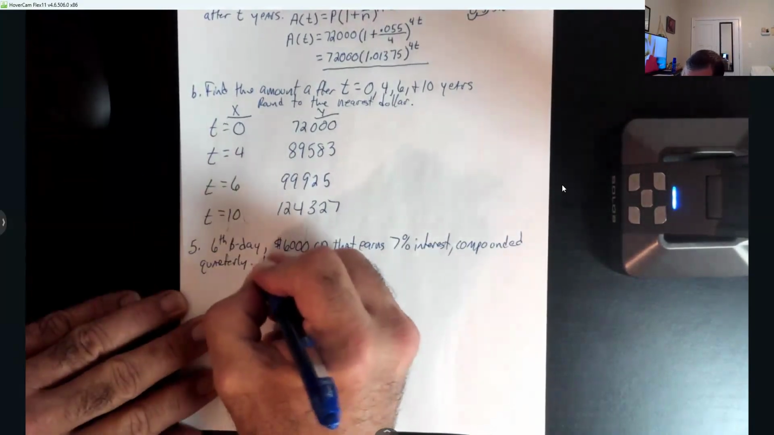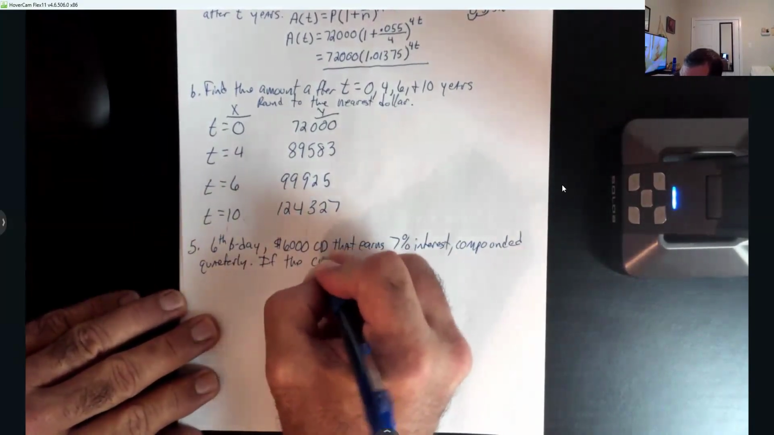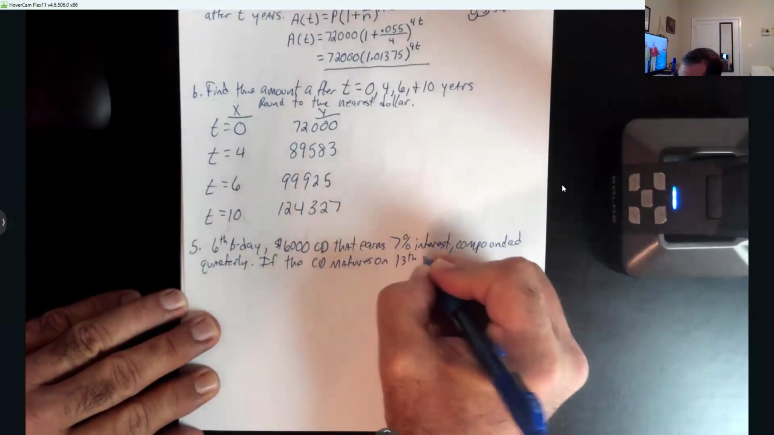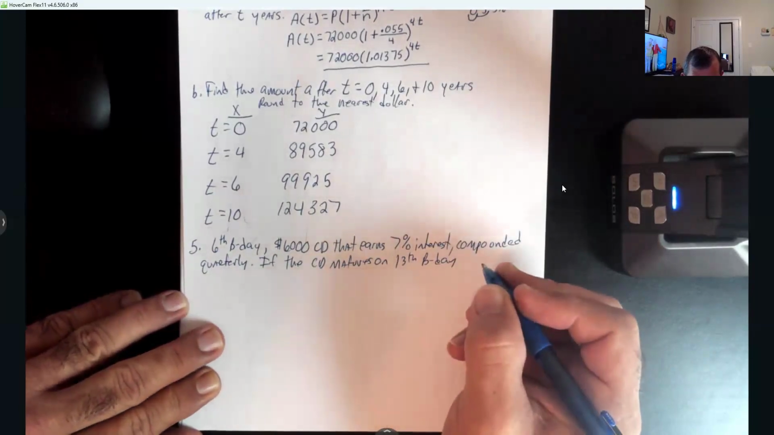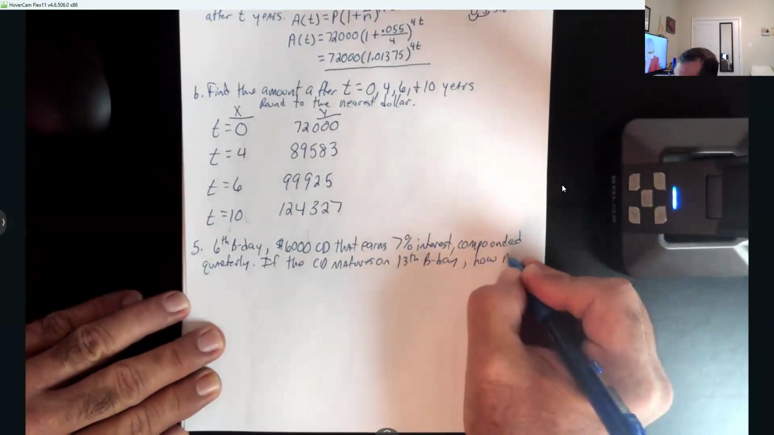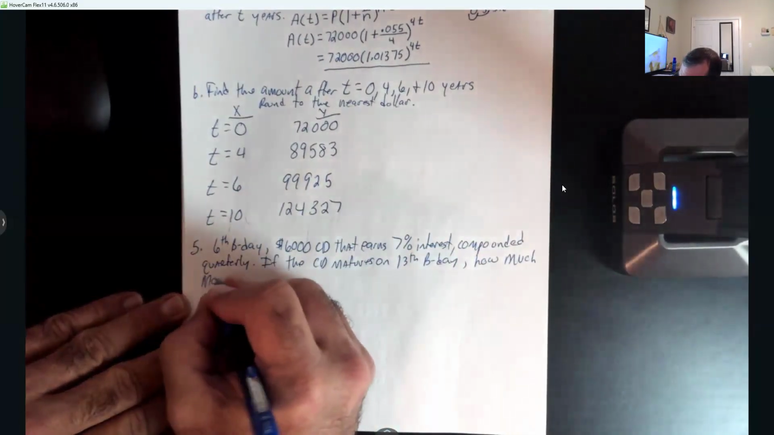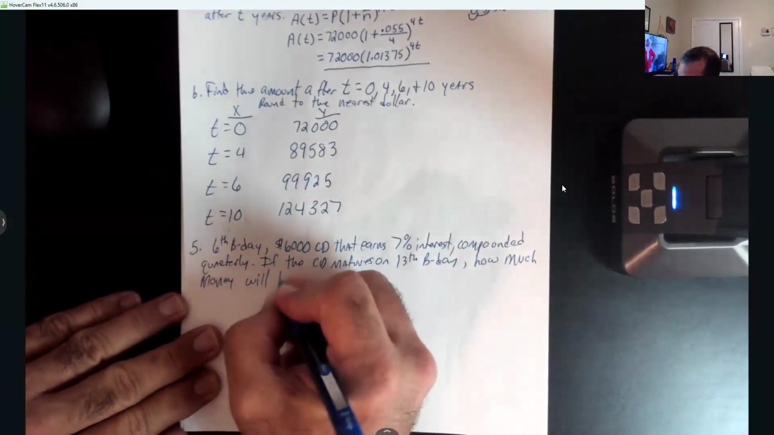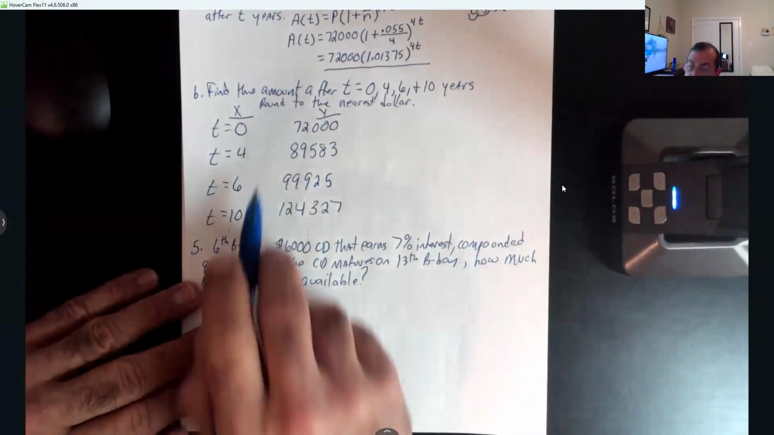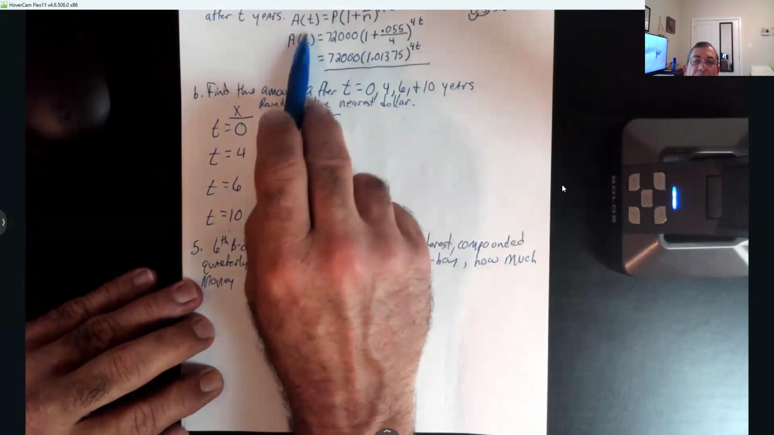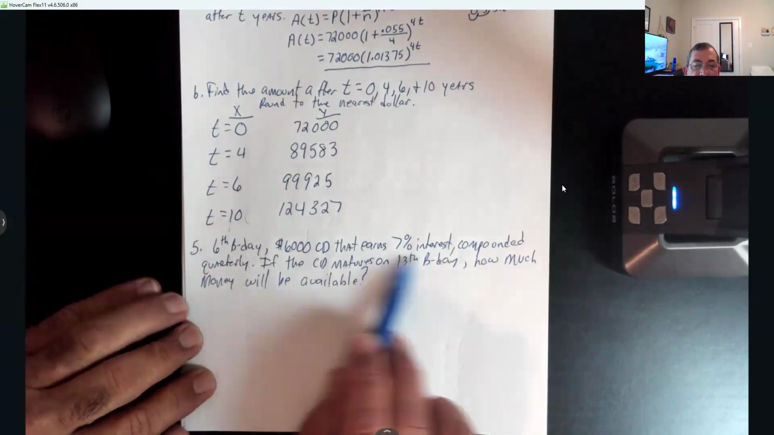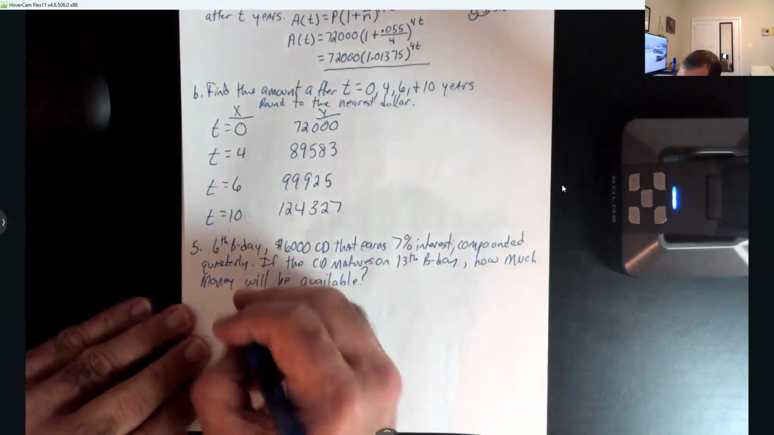If the CD matures on her 13th birthday, how much money will be available? So number 4 here, we learned about getting the formula and how we could plug in to get each of the values. This is an actual application problem using that formula.